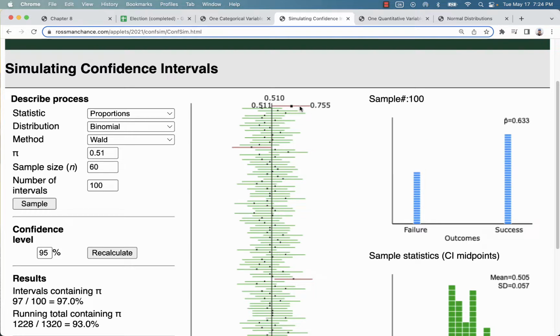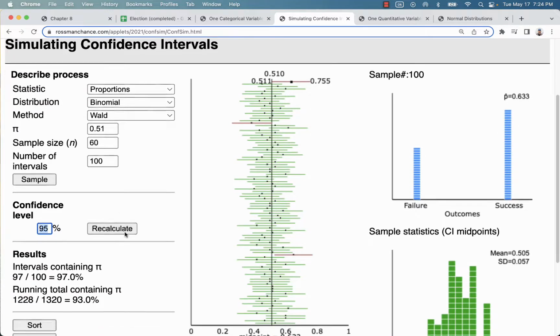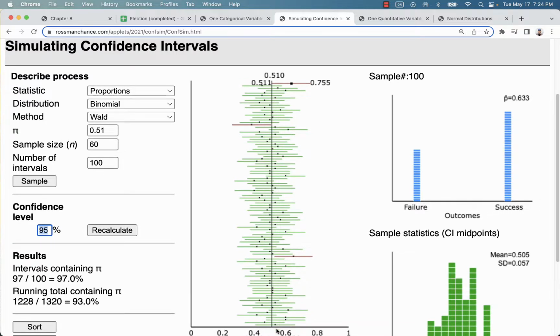With the red one, we would be wrong. We would be saying, with 95% confidence, the proportion is between 51.1% and 75.5%. And we'd be wrong. We'd be in that 5% that we're throwing out, at the far edges of that curve. And so I think it's interesting to see this, just simulating this process again and again and again.